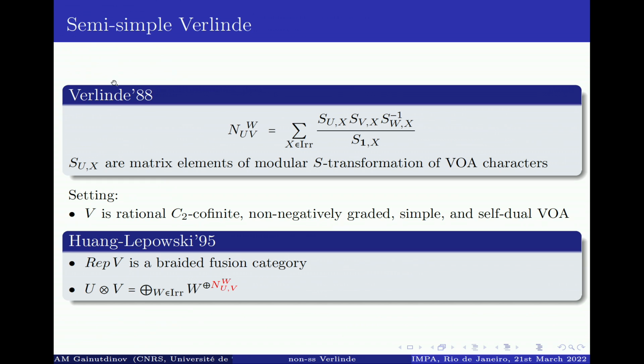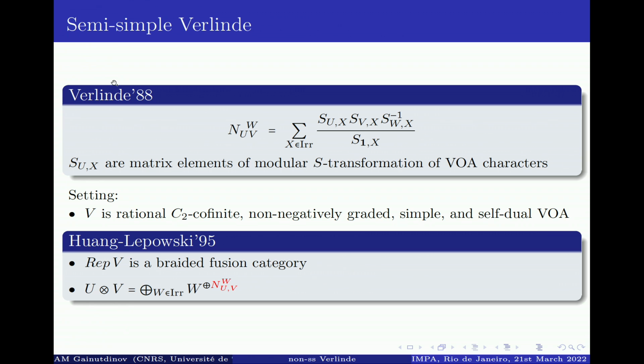Okay, let me begin with the Verlinde formula. So Verlinde conjectured these fusion rules: if you take irreducible representations U and V, you get the multiplicity of W, and this multiplicity can be expressed in terms of matrix elements of the modular S transformation of VOA characters, right? This is the celebrated Verlinde formula.